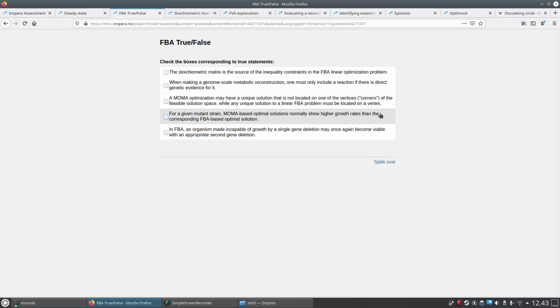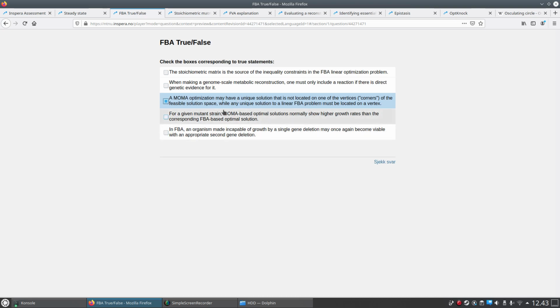But again, based on geometry, the contact point between any such circle and our solution space is only going to be a point if that point is optimal. And so, to return to the question, a MoMA optimization may have a unique solution that is not located on a vertex, and it will have a unique solution that is not located on a vertex unless you are in a very fringe case. While any unique solution to a linear FBA problem must necessarily be located on a vertex. You can have solutions to an FBA problem that aren't on a vertex, but then it is not unique, is essentially the point. So this statement is true.